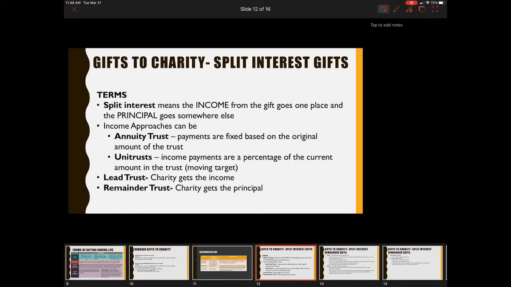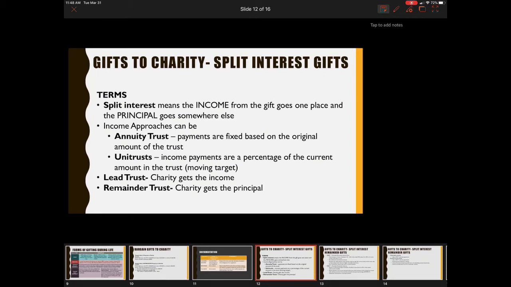Let's talk about the terms and what these terms mean around these split interest gifts. And again, the interest that we're splitting is the income and then the remainder. So if you were to put assets into a trust, you would expect to get some income as a result of that asset, whether it's a rental property or Nike stock. It should be spitting out some income, hopefully. And you're deciding who should get that income.